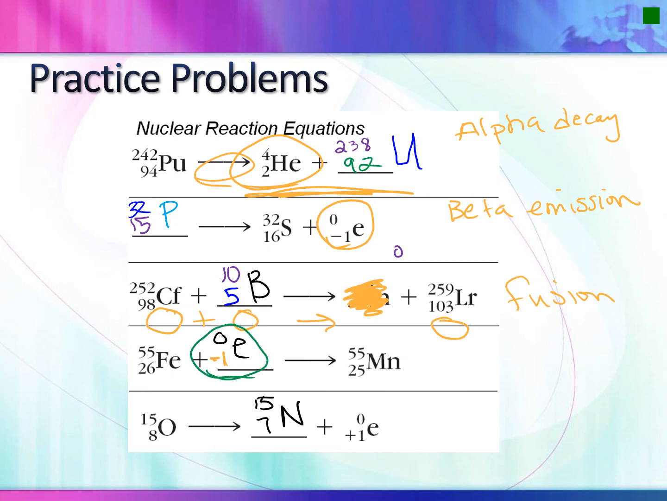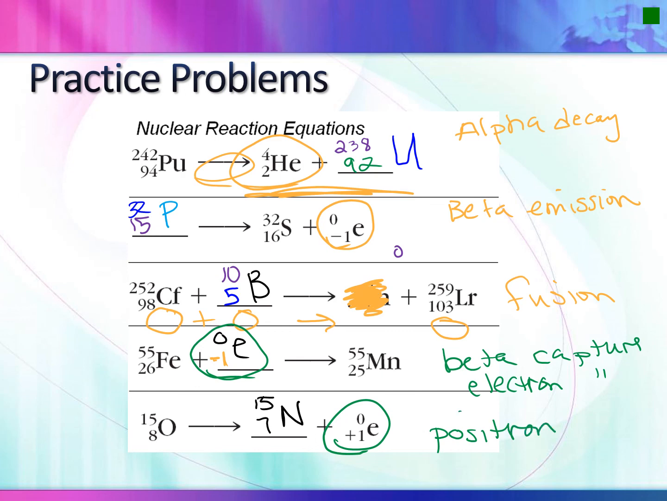We see this guy. It is a beta particle. And it is on the left-hand side, so you could say absorb, bombard, or capture. And I'm going to say capture. Or you could say electron capture. Both are completely acceptable. All right, and then the last one, I see a positron. So that would be a positron. And it's on the right-hand side, so I'm going to say emission. You could also say decay.